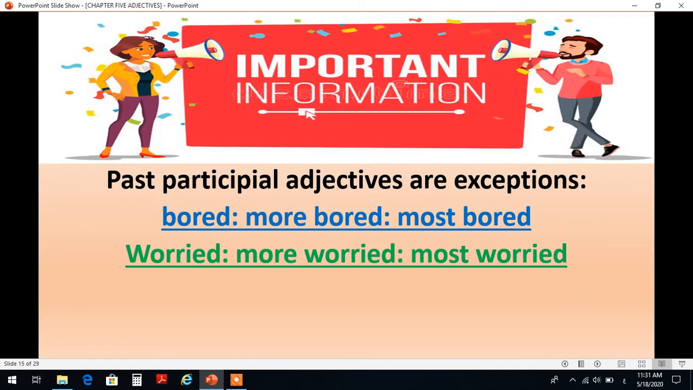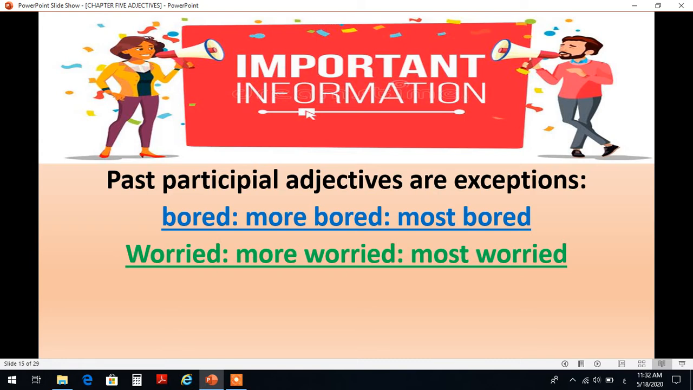Important information here. Past participial adjectives are exceptions. إذن تستثنى من الحالة الأولى وهي حالة إضافة ال ER وال EST الصفات التي تشبه الأفعال والتي تكون في حالة الماضي. For example, the adjective bored. When we want to make comparative or superlative degrees for this adjective, we cannot add er or est. So we add another word and we say more bored or most bored.